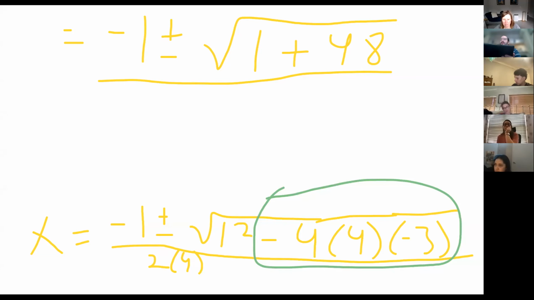So we figure out our a, b, c from the formula, from the original equation. We plug it into our quadratic formula, and now we're doing a little bit of solving. 2 times 4 gives me 8 on bottom.